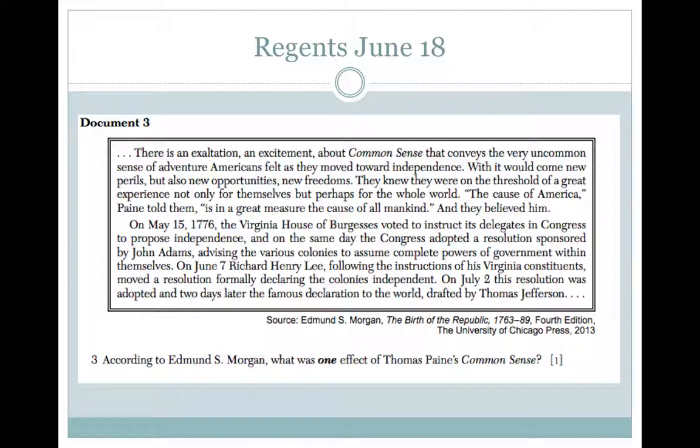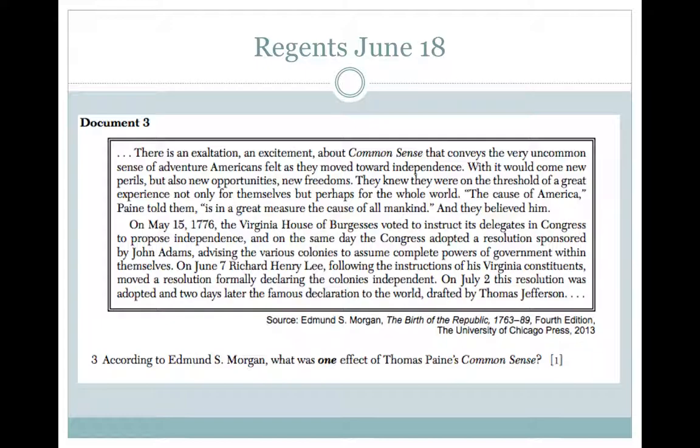All right, we'll keep reading. They knew they were on the threshold of a great experience, not only for themselves, but perhaps for the whole world. The cause of America, Paine told them, is in great measure the cause of all mankind, and they believed him. Again, this is a sounding board of the Enlightenment ideas. People were learning about the Enlightenment era. They were applying it. This was something they believed in.